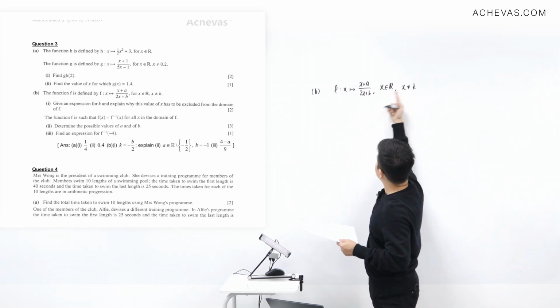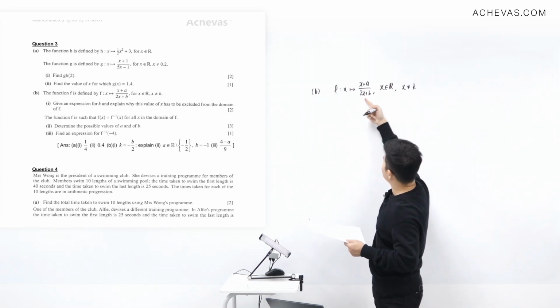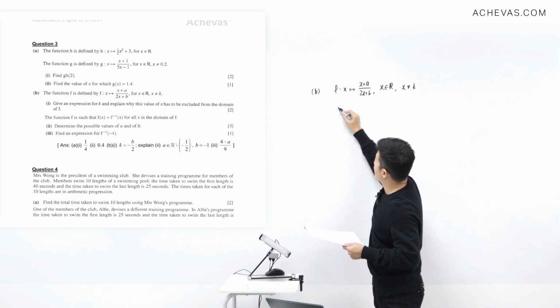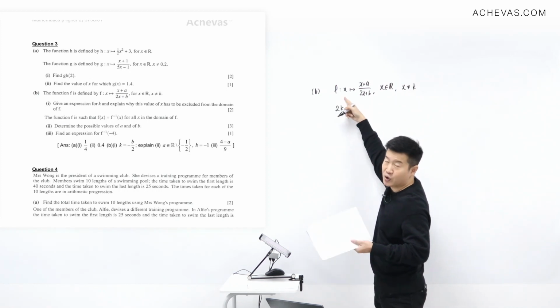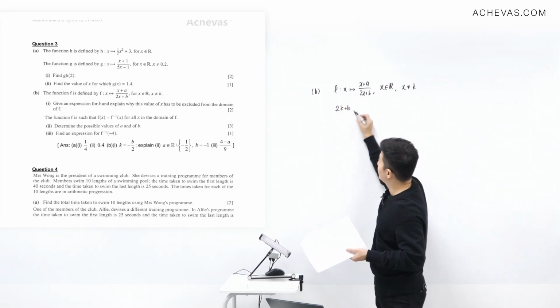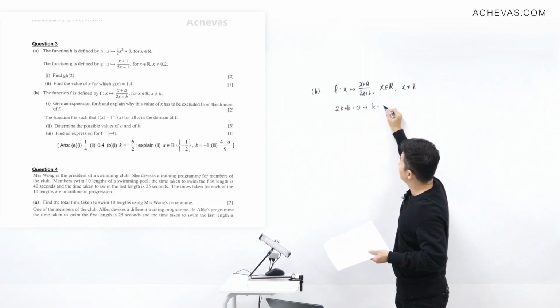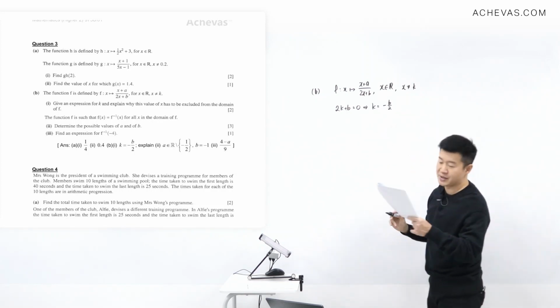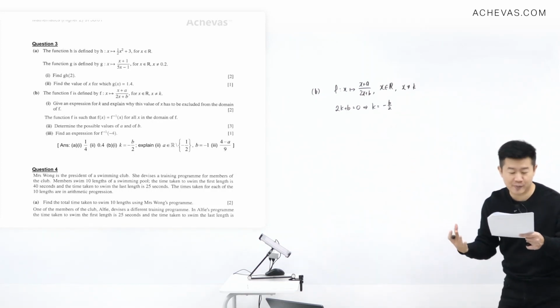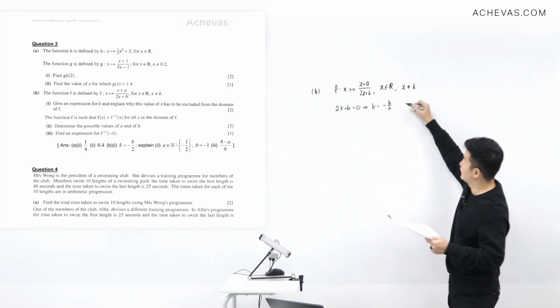So if I were to sub k into here, replacing x by k, for example, in the denominator, 2k plus b, which is going to cause f(x) to be undefined. So I'm going to let the denominator be equal to 0. This tells us that k is going to be equal to minus b over 2. We need to give an explanation, which is what I've just said. Let me just write it down here.